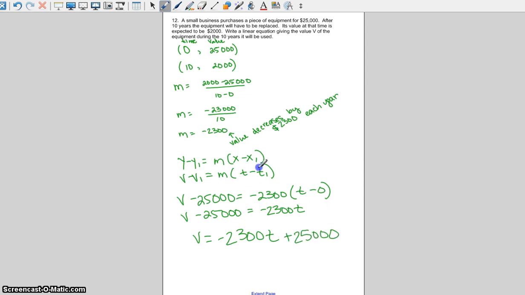Now, all of this, you actually could have skipped, because when you see an x-coordinate of 0, that is the y-intercept. So at that point, once you found the slope, you had the slope and the y-intercept, and you could have just put it into slope-intercept form. You won't always have that though, so I wanted to show you the process.